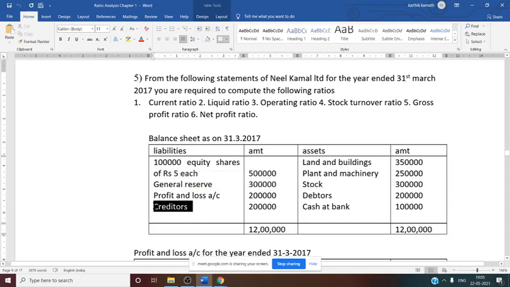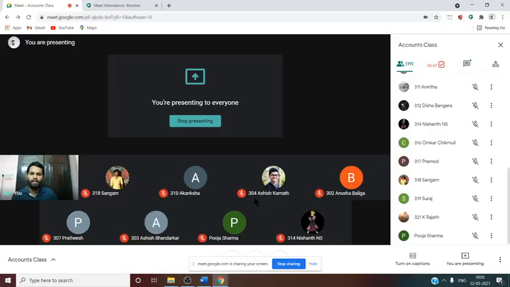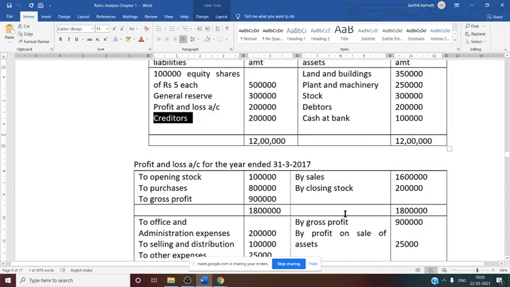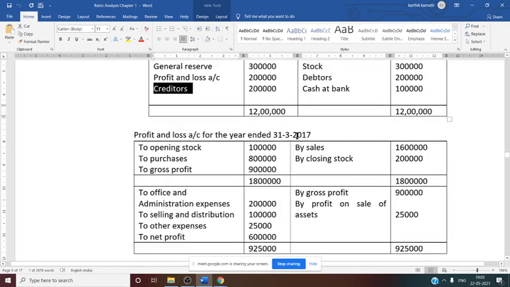Profit and loss account, this is also a shareholders' fund. What about creditor? Creditors, we know it is a current liability. So balance sheet total, that is 12 lakh, is given in the question. Next, the profit and loss account is also mentioned. Now the debit side of the P&L: opening stock, purchases, gross profit is given. The credit side of the P&L: sales and closing stock is given.